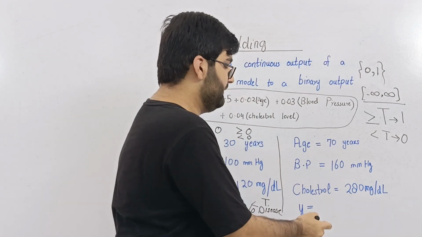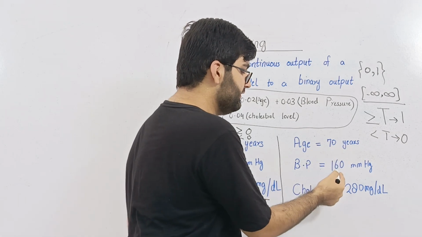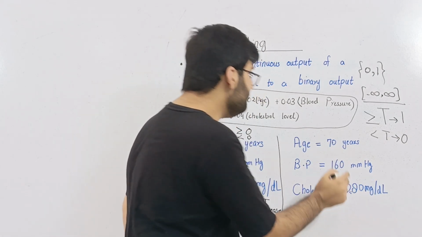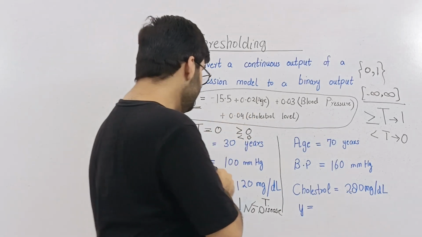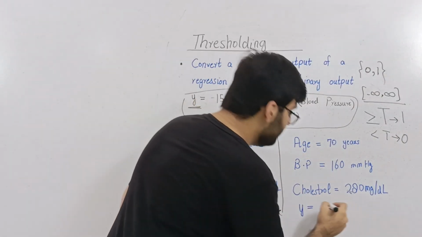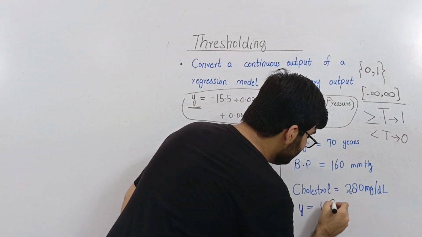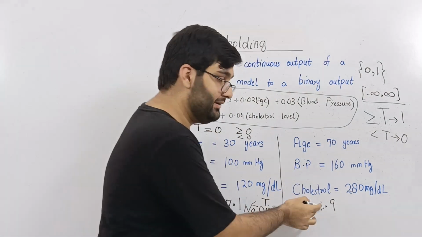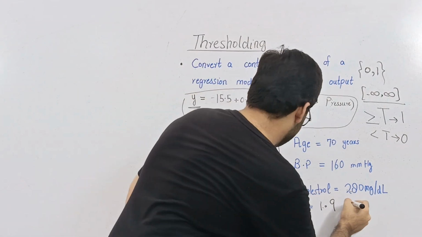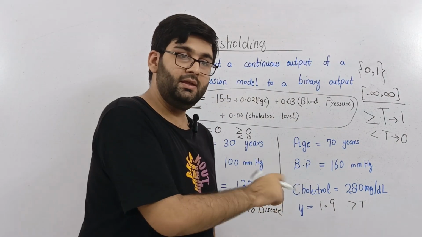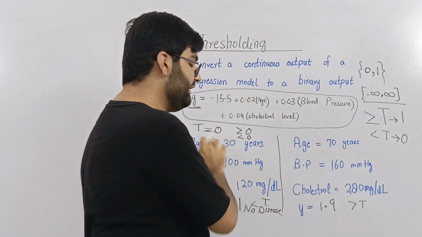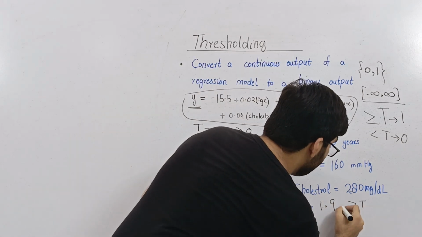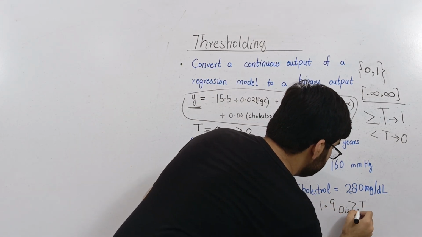This is another example. Age is 70, blood pressure is 160, cholesterol is 280. When we put these three values in the equation, we get y equals 1.9. Compare it with the threshold. Is it greater than the threshold? Yes. So that means that according to our threshold, the person does have heart disease.